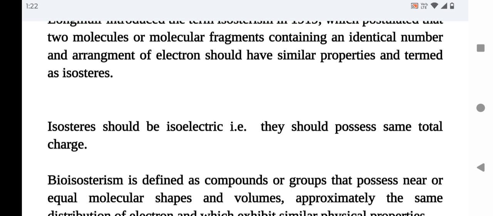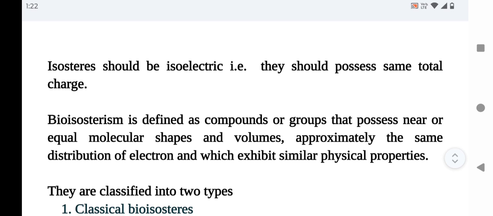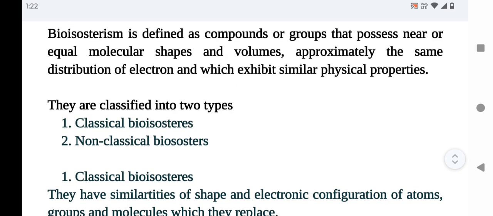Bioisosterism is defined as compounds or groups that possess near or equal molecular shapes and volumes, approximately the same distribution of electrons, and which exhibit similar physical properties. They are classified into two types. First is classical bioisosteres, second is non-classical bioisosteres.